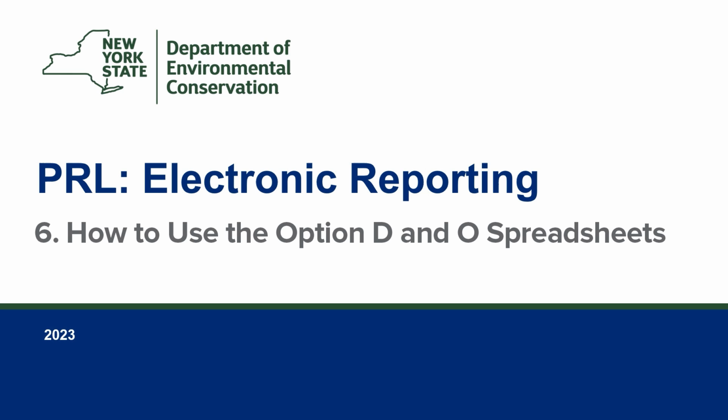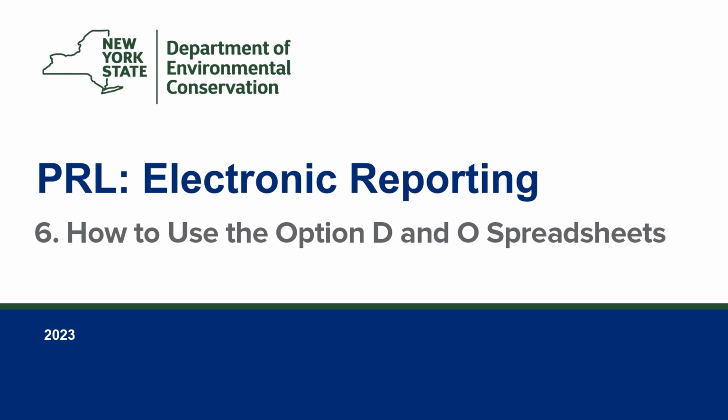This is the sixth video of a six-part series on PRL electronic reporting. This video will provide an overview of how to download and use DEC's Option D Excel spreadsheets and Option O spreadsheets for submitting pesticide reports electronically.